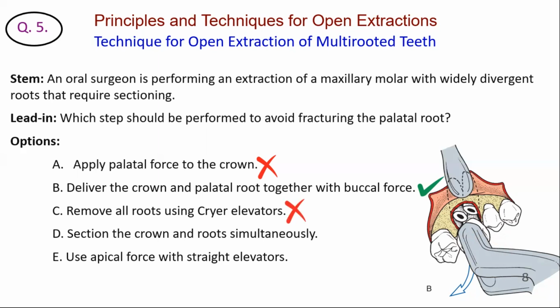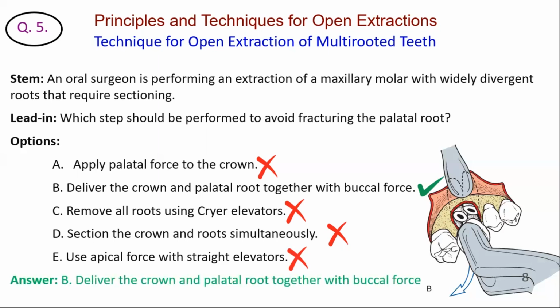Usually follows initial sectioning and crown removal. Not a common practice and might complicate the extraction, can risk damage to the maxillary sinus. So the correct answer is B. The entire delivery force should be in the buccal direction to avoid fracturing the palatal root.